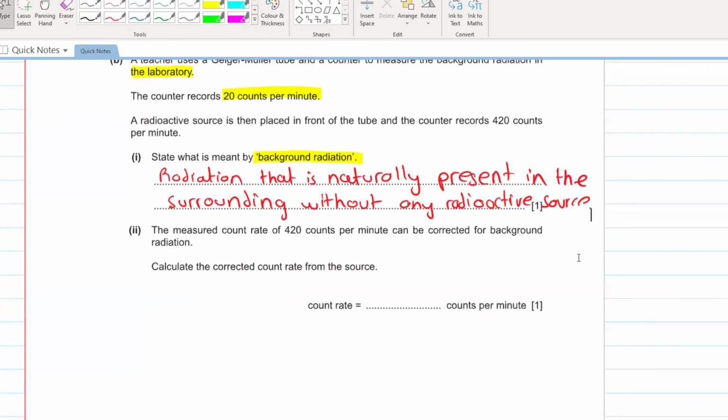The measured count rate of 420 counts per minute can be corrected for background radiation. Calculate the corrected count rate for the source. Currently the count rate is 420. The background radiation is 20. What will be the corrected count rate? 420 minus 20. 400 counts per minute is your corrected count rate. Simple as that, nothing complicated.